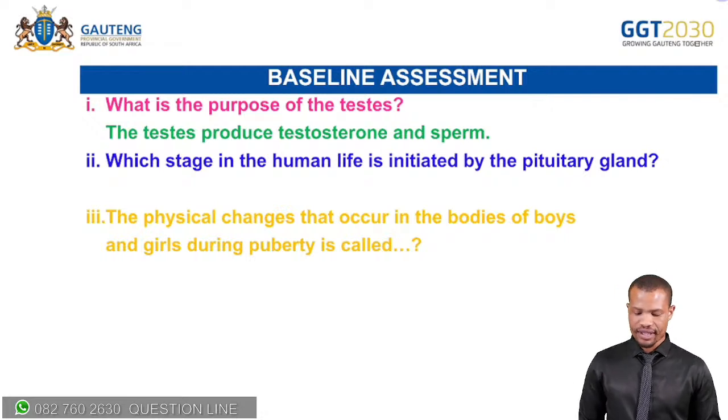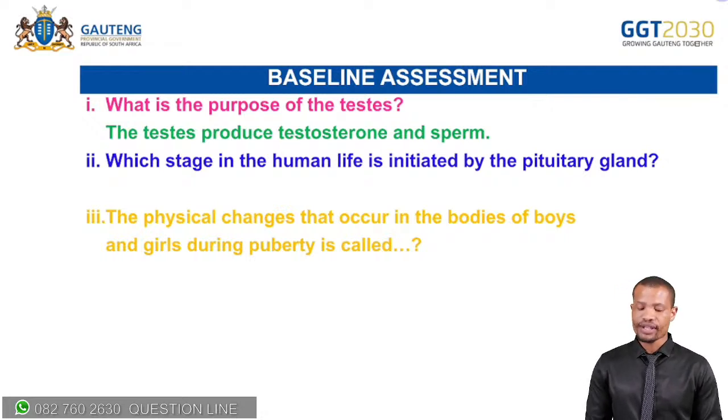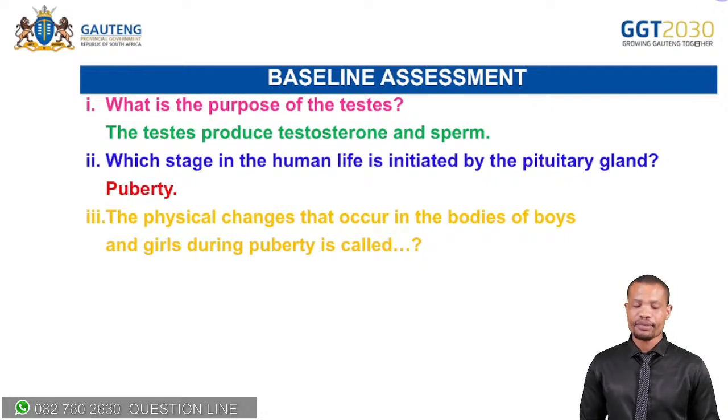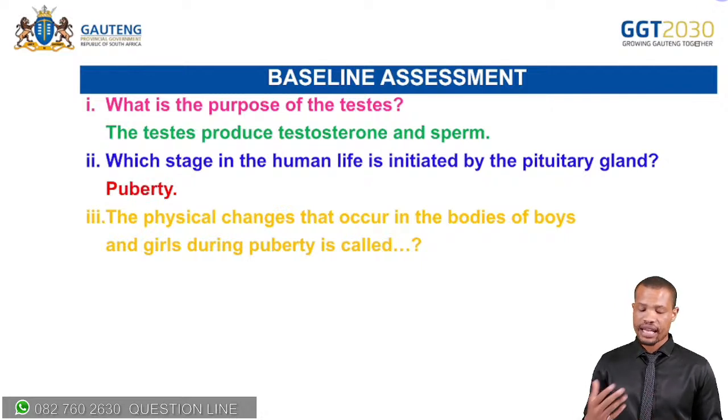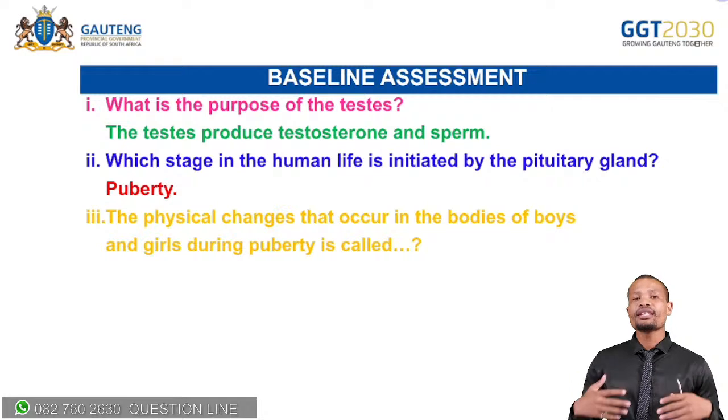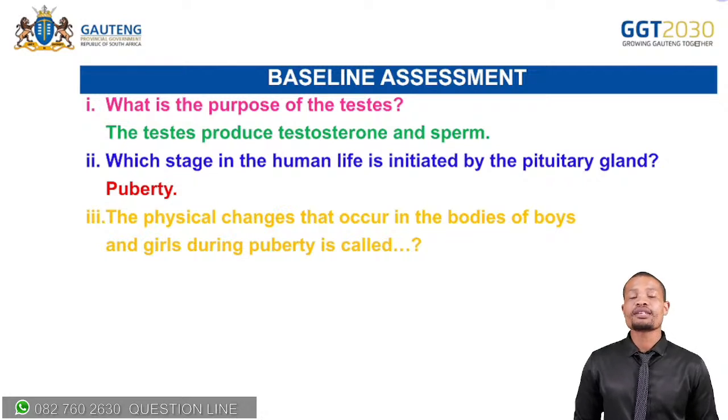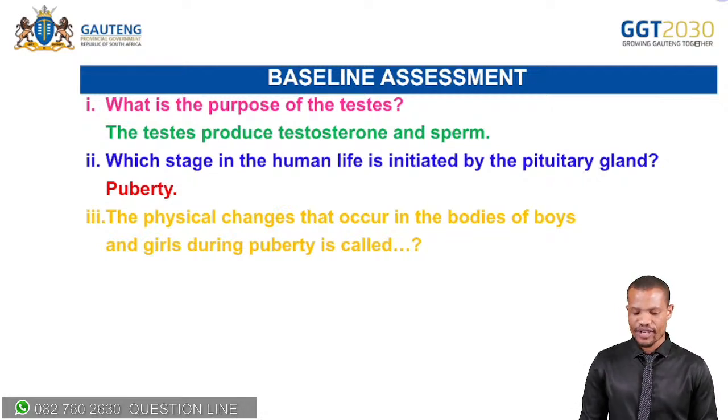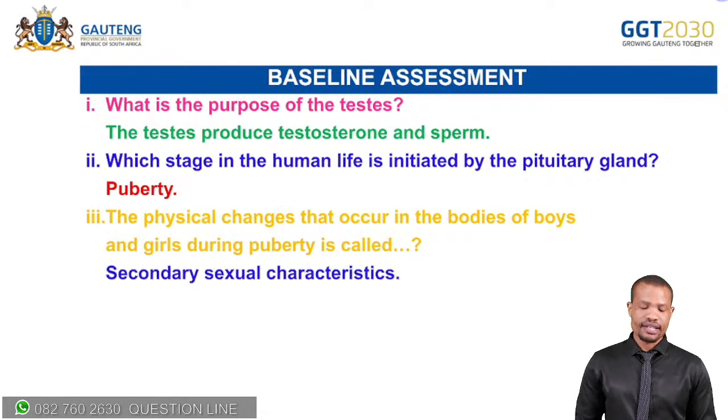Yes, that is correct. It is the pituitary. Sorry, it is puberty. Puberty is the stage in the human life cycle where the sexual organs are maturing for reproduction. The physical changes that occur in the bodies of boys and girls during puberty are called, we did this also in our last lesson, what is it called? Yes, that's correct. It is called the secondary sexual characteristics.